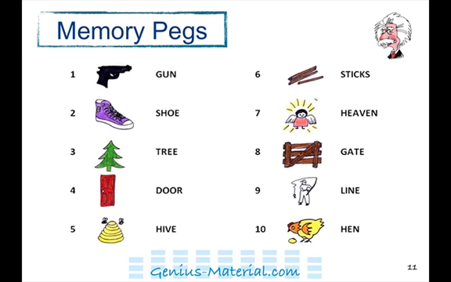So here we've got 1 gun, 2 shoe, you hear the rhymes in this, 3 tree, 4 door, 5 hive, 6 sticks, 7 heaven, 8 gate, 9 line, as in fishing line that I've drawn here, and 10 hen. Okay, so just think about the rhymes and the pictures.